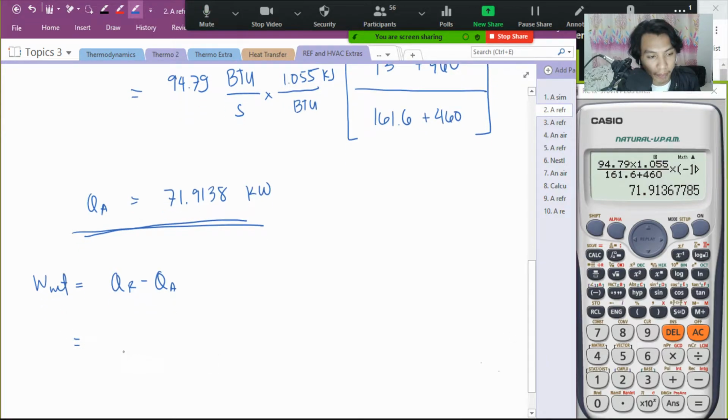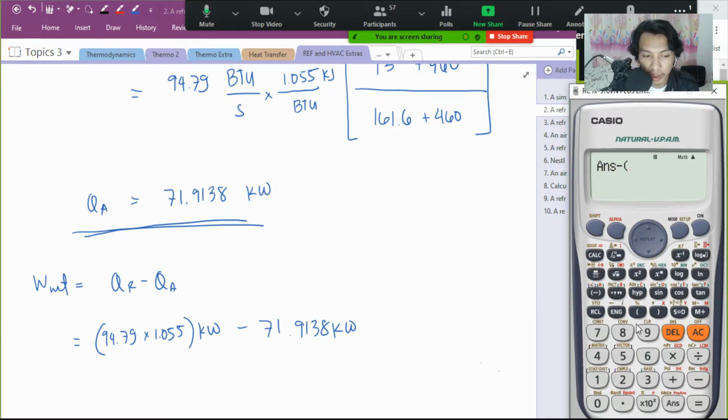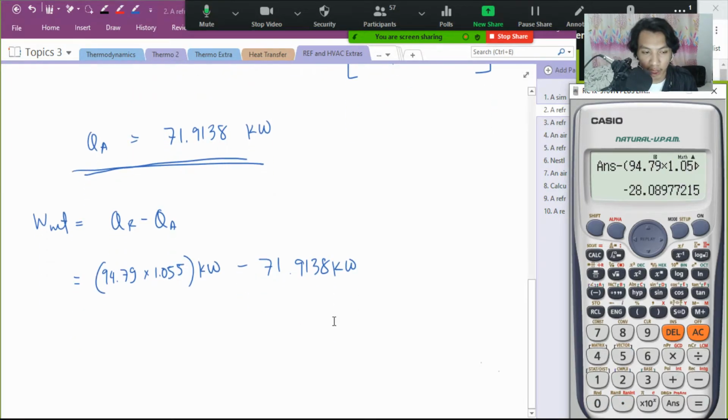QR, yung 94.79 times 1.055 kilowatt minus 71.9138 kilowatts. O, minus na lang natin. So, the work net will be 94.79 times 1.055. The answer will be 28.09 kilowatts. 28.09 kilowatts.